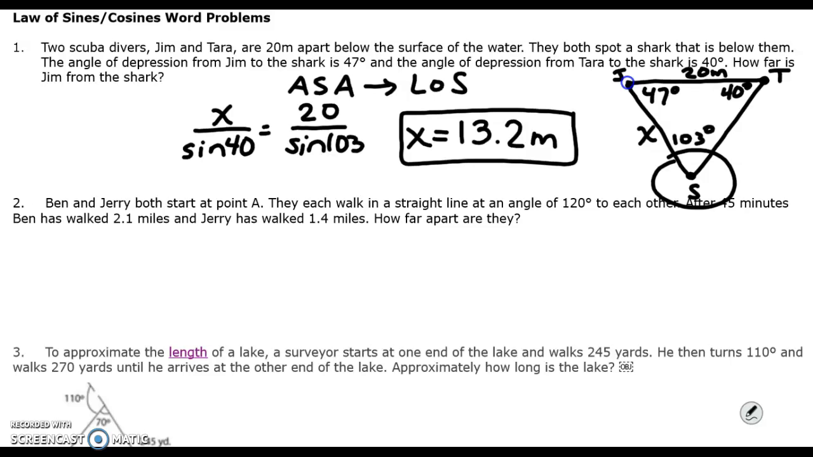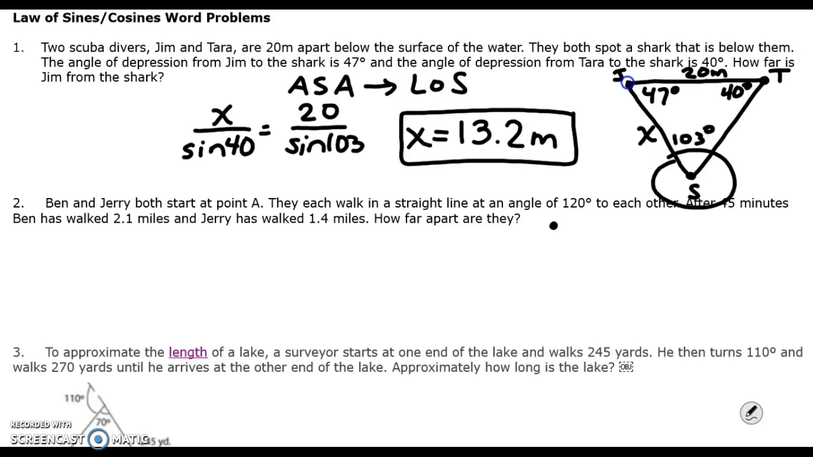Okay, the second question. Ben and Jerry both start at point A. They each walk in a straight line at an angle of 120 degrees to each other. After 45 minutes, Ben has walked 2.1 miles and Jerry has walked 1.4 miles. How far apart are they?